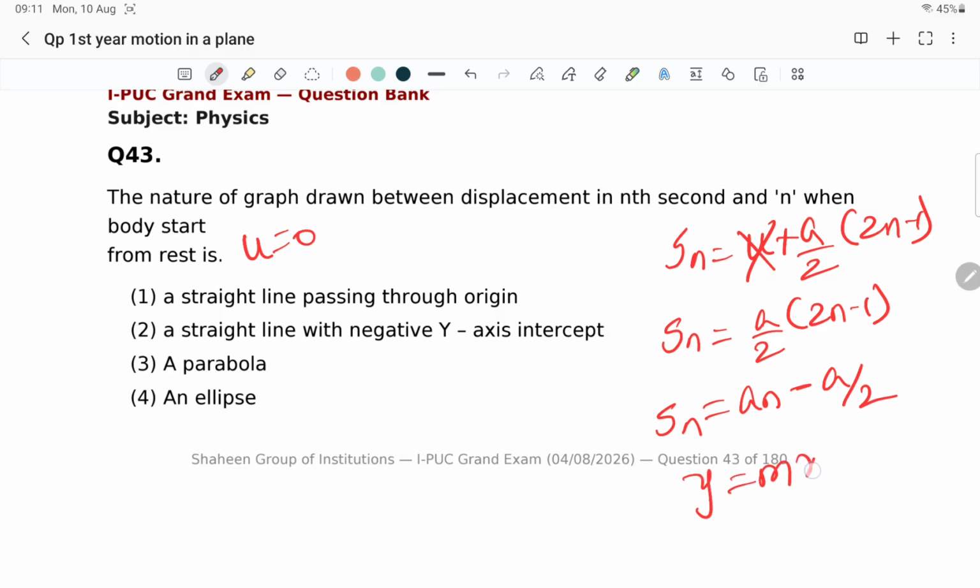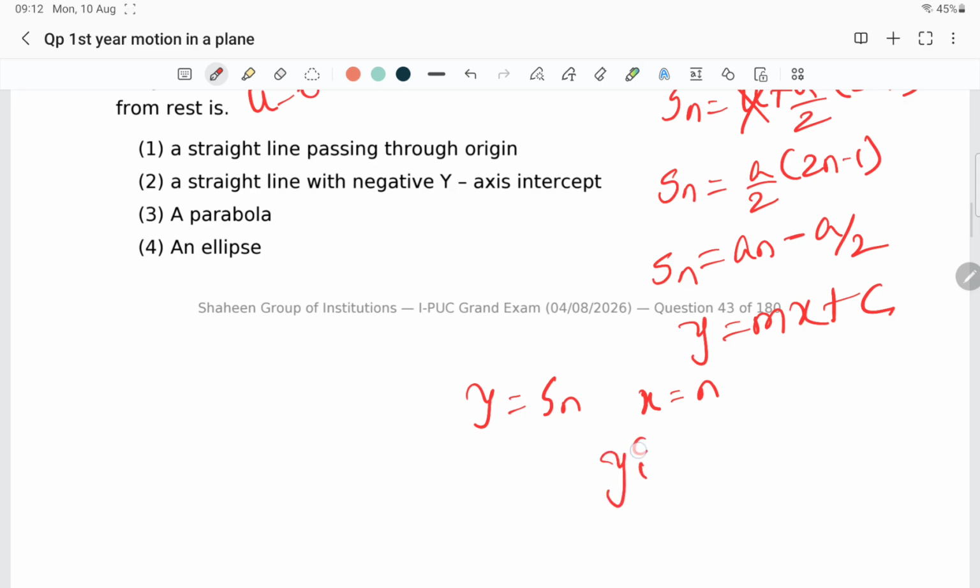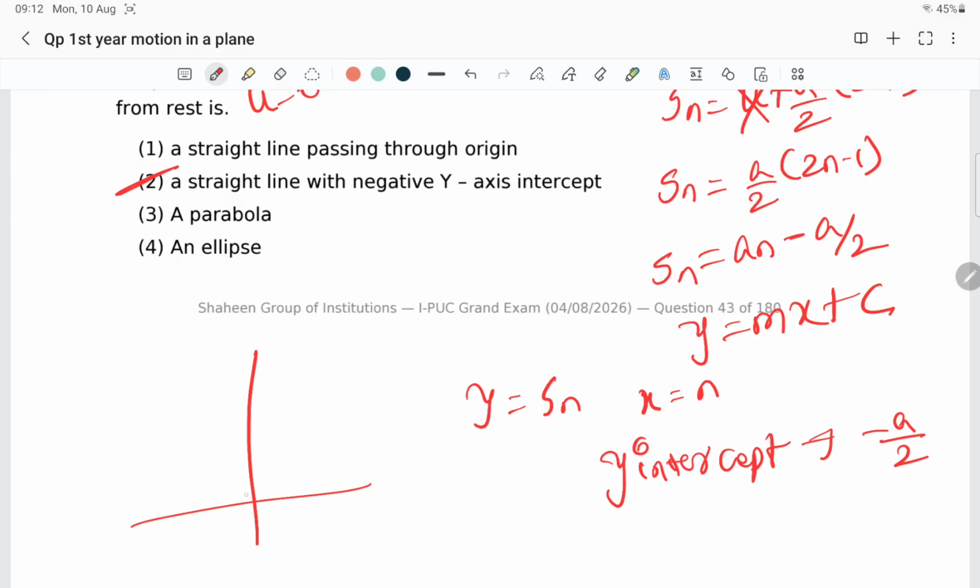This you compare with y equals mx plus c. So y you are getting as Sn and x you are getting as n. So it's a straight line. This much you understood because it can be compared to y equals mx plus c. And here the y-intercept we are getting is minus a by 2, that is c. So a straight line with negative y-axis intercept is the answer. Y equals mx plus c looks something like this, and with a negative y-axis intercept, something like this. Again in the class, if you want, I will explain this.